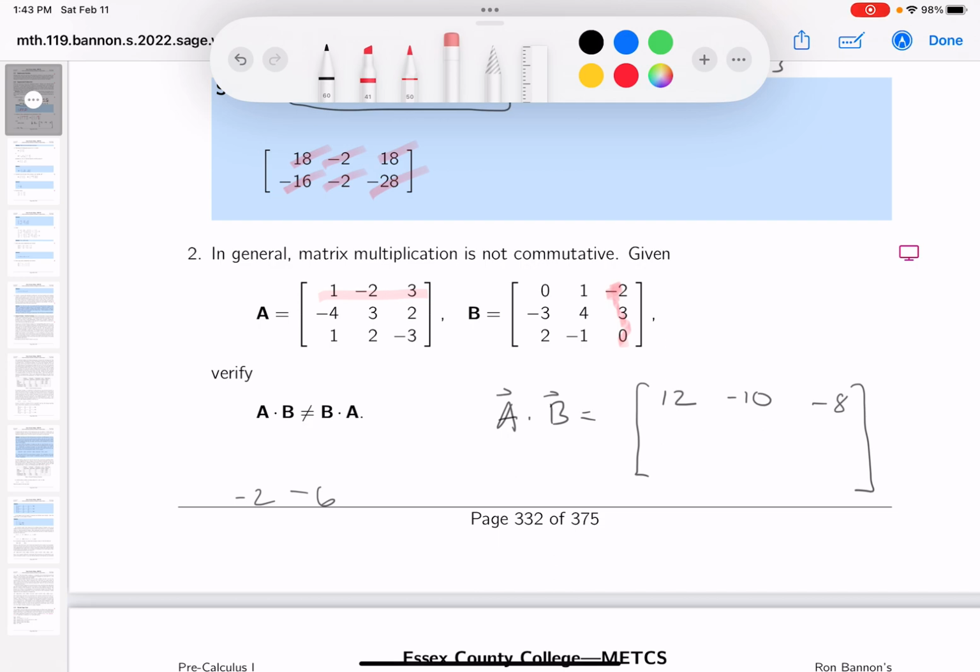All right, let me erase. And I'm going to move on to row 2 now. Row 2, column 1. Now you might be getting faster at this, but if not, just write things down. You're still going to get 0, and you get 3 times minus 3, which is minus 9. And then you're going to get 2 times 2, which is 4, and that's going to give you minus 5.